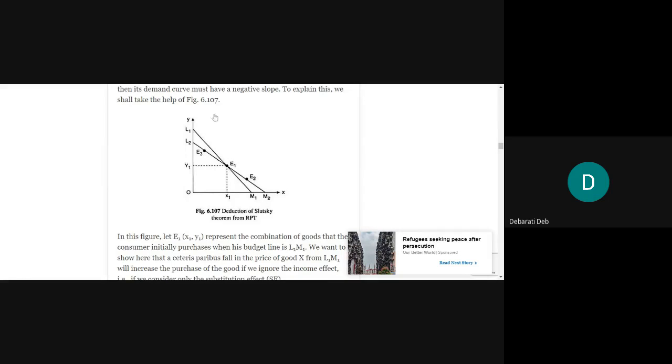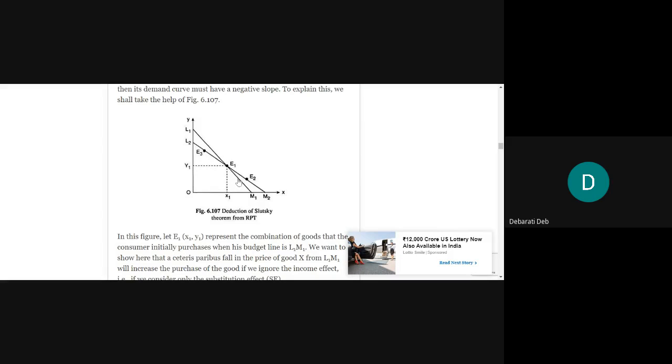And y1 is the number of units of the product y. So E1 is a particular point which represents the combination of goods that the consumer initially purchases when his budget line is L1 M1. Can you see L1 and M1 in this figure? This is the budget line.